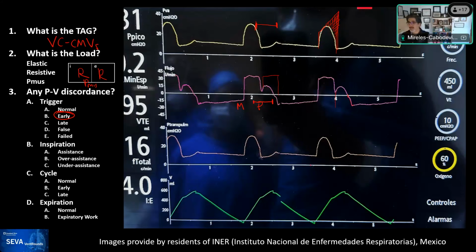Yes, exactly. That little hump in flow must be the patient sucking the gas out of the circuit, right? Well, the circuit is collapsing, because otherwise they would have triggered, right?